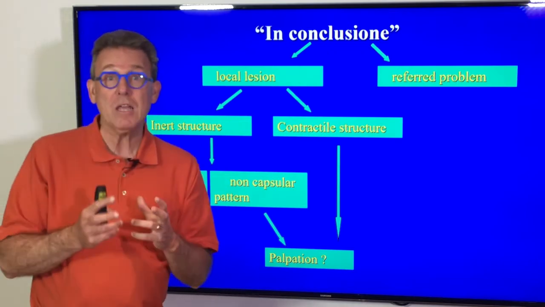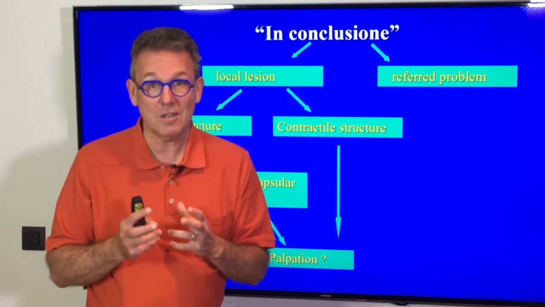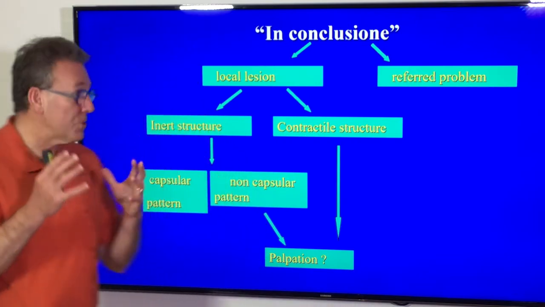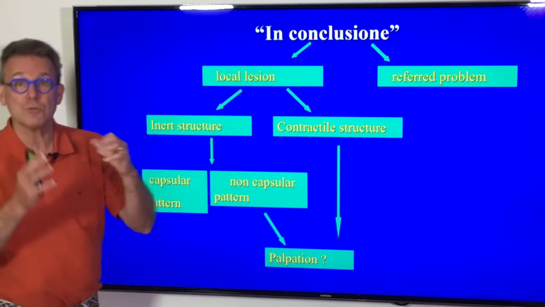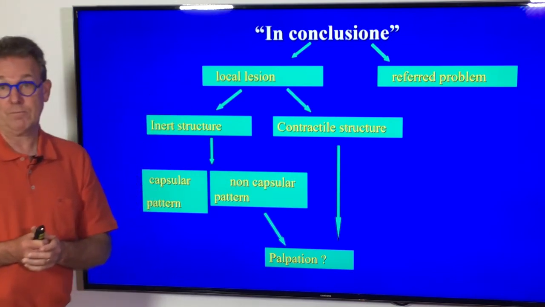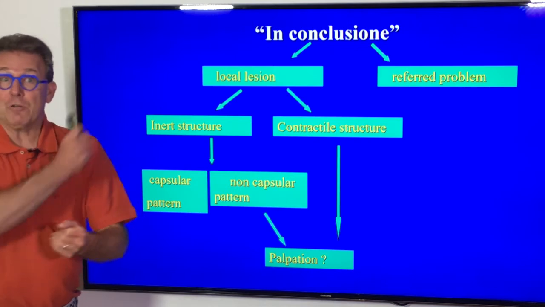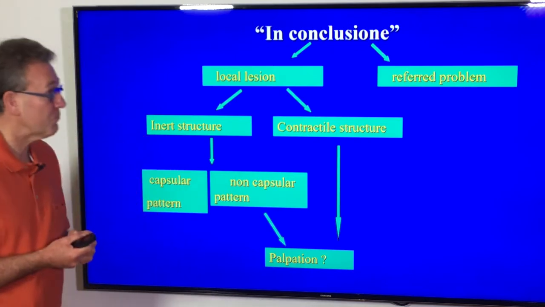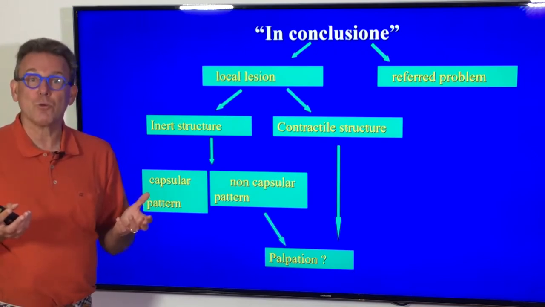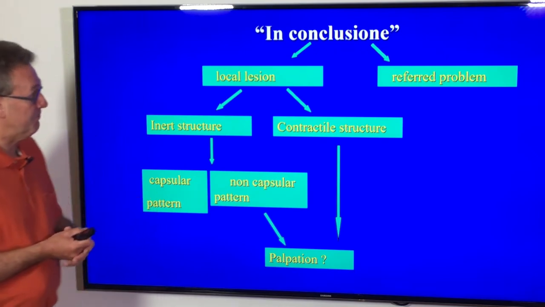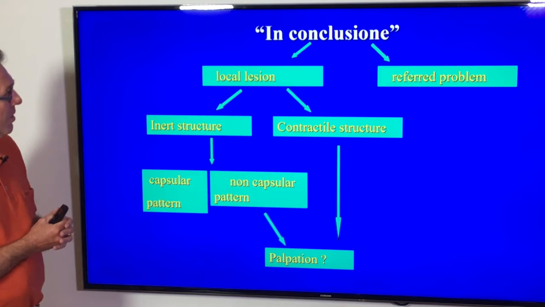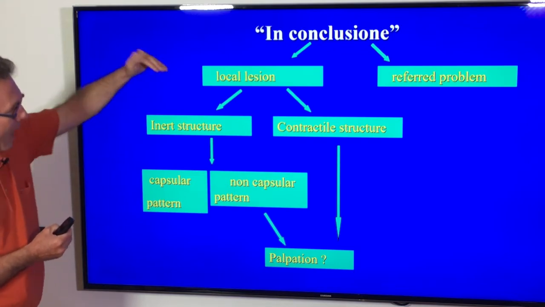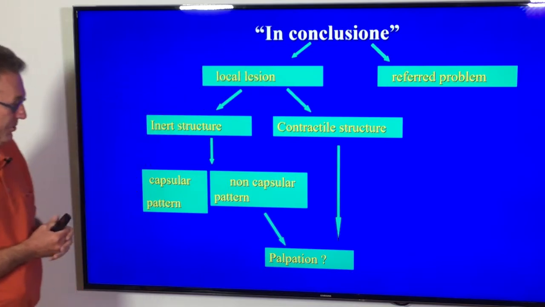Remember, what is the basics in orthopedic medicine? After finishing the examination, you ask yourself the question, what did we see? Did we see a local lesion or did we see a referred problem? The shoulder pain over here, is it coming from a shoulder lesion or is it coming from the cervical spine? Mostly you have an answer to that question at the end of the history. And once we have a local lesion, then you ask yourself the question, what did we see? A lesion of an inert structure and or a contractile lesion?